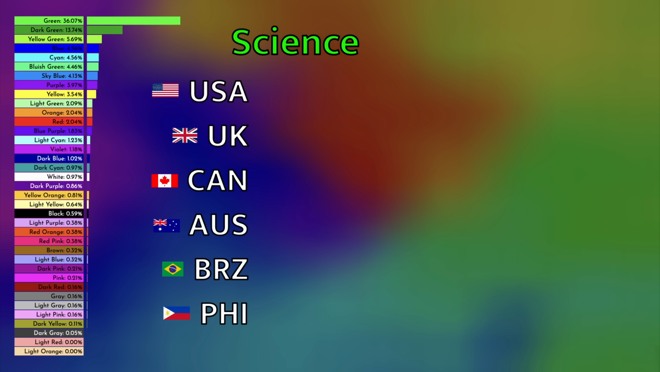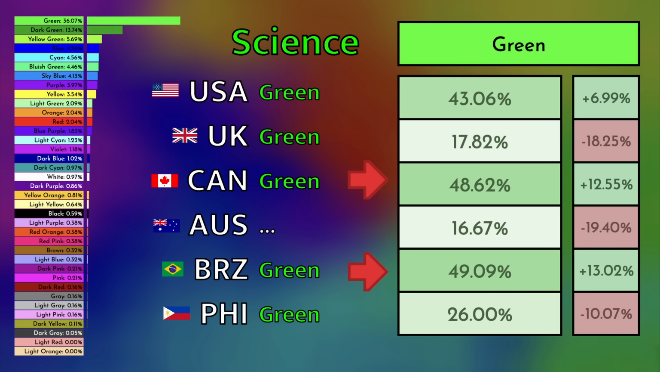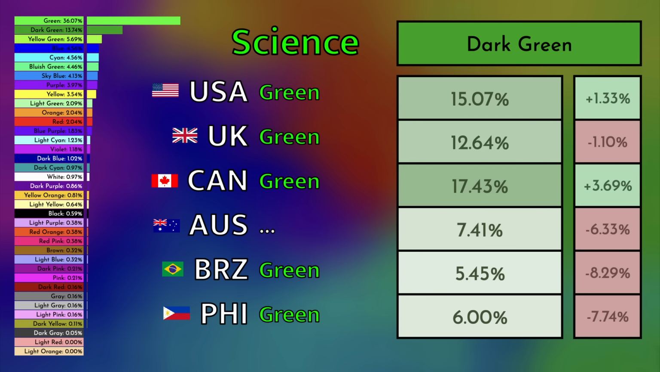Science was our most dominant color chosen in the overall poll, with green winning. Every single country stayed pretty dominant on green, with Canada and Brazil in particular having especially high percentages on green, both of them just barely under 50%. Only one country did not win with green. They didn't even win with obvious second place dark green either.